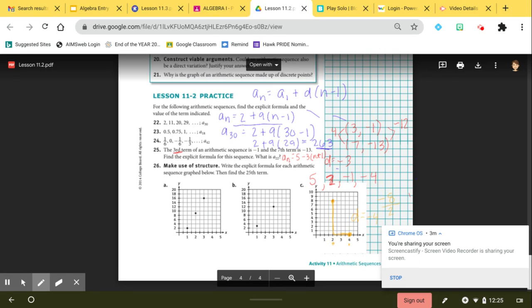But then I need to find my first term because I know my second term is 8. Well, working backwards, that means my first term was 12. So a sub 1 is equal to 12. So my explicit formula would be a sub n is equal to 12 minus 4 times n minus 1. And then again, for 25 and 26c, you're still going to need to find the indicated term by plugging that number in for n. Let me know if you have any questions.